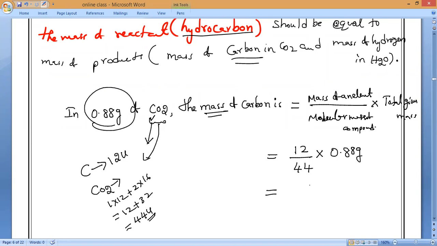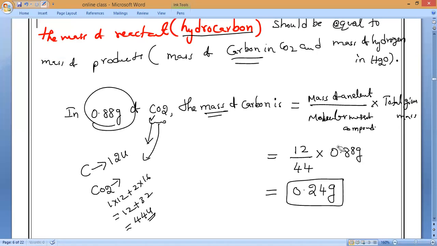So solve it, everybody, and tell me what it is. I want to know that from you. Make it fast. Hurry. The answer is 0.24. 0.24 grams. Is it yes? Have you got the answer? Yes, sir.